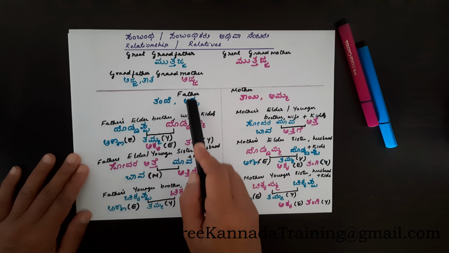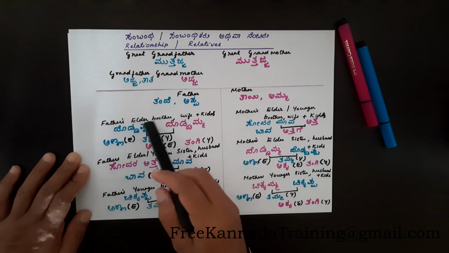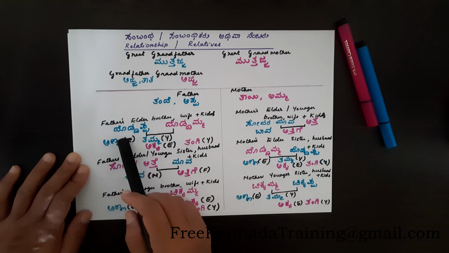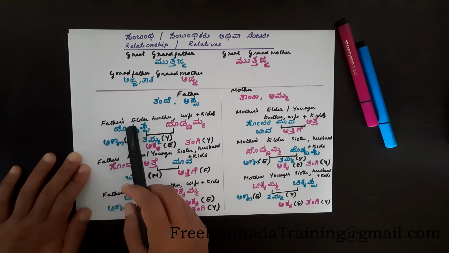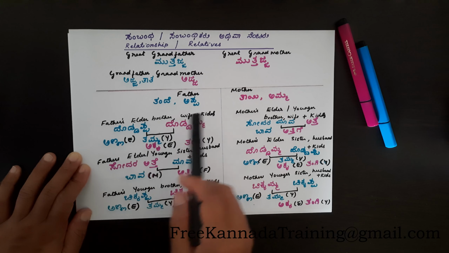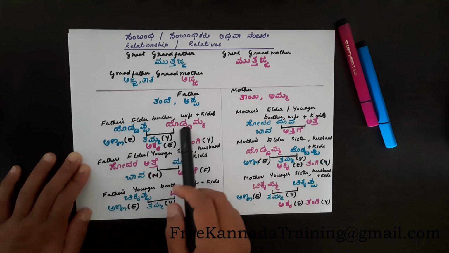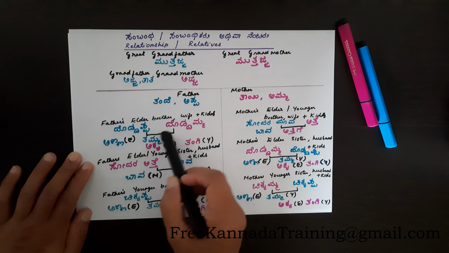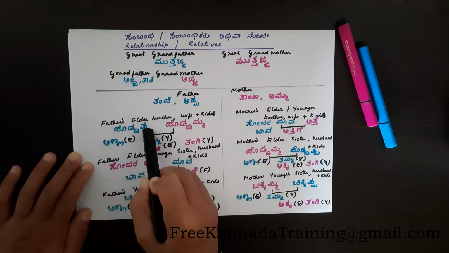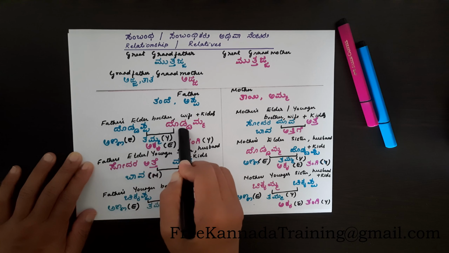Next, in father's family, father's elder brother and his wife and kids. Father's elder brother is Doddappa. Dodda is big or elder here. Appa is father. So father's elder brother is Doddappa and his wife is Doddamma. Same, Amma is mother, Dodda is elder or big in Kannada. Their kids will be cousins.